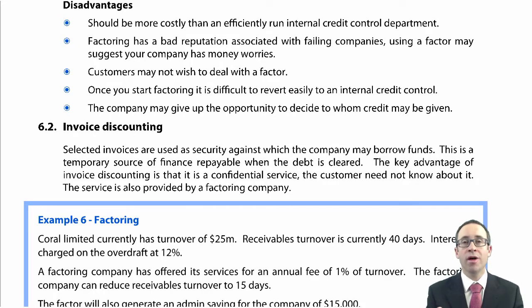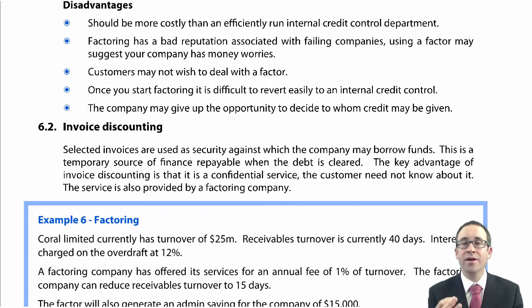Likewise, once you've begun to use a factor, it's going to be very difficult to revert back to your normal credit control. Once you've factored your receivables, it tends to be that you factor your receivables continually. And by factoring your debts, you can be giving up the opportunity to set your credit terms and decide who that credit should be given to. You can transfer that over to the factor as well. So it leaves you with a little bit less control within the business.